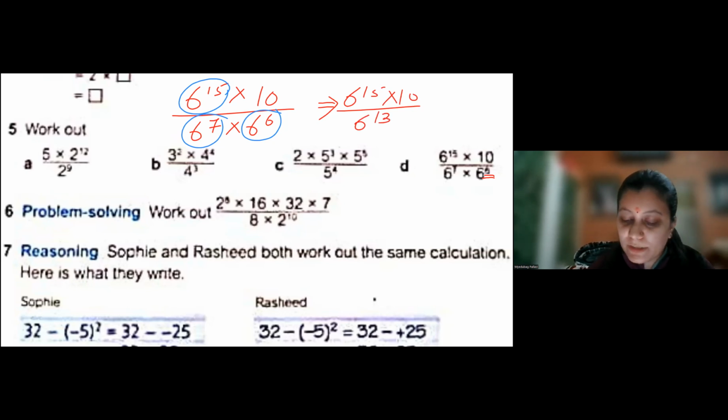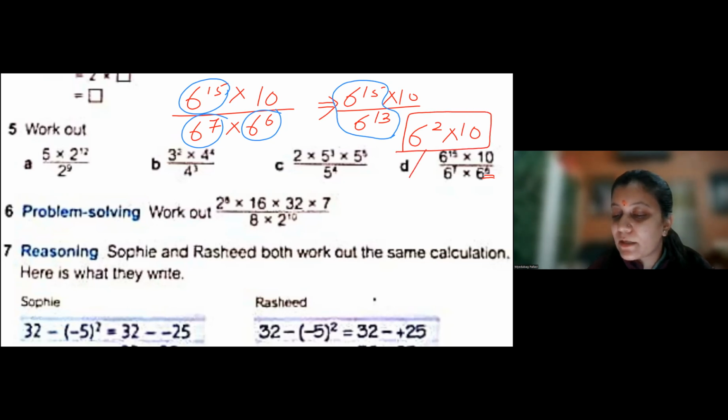Now when we solve 6 to the power 15 and 6 to the power 13, we'll get 6 to the power 15 minus 13, which is 2. You have done it correctly. So we have got 6 square multiplied by 10. Till here you have done it correctly. Now after this, 6 to the power of 2 multiplied by 10.